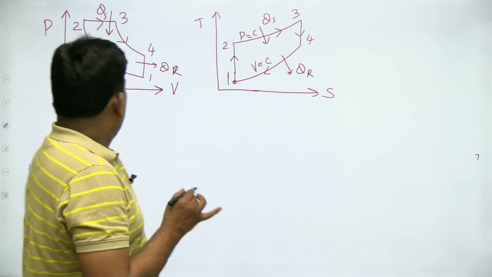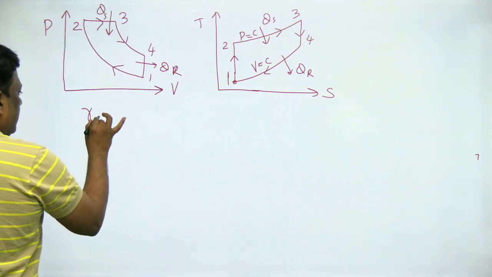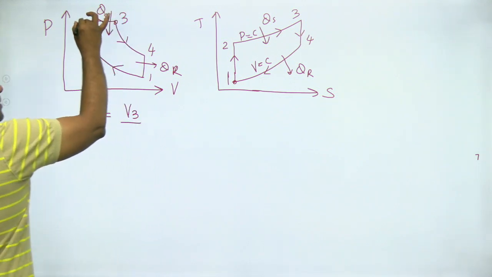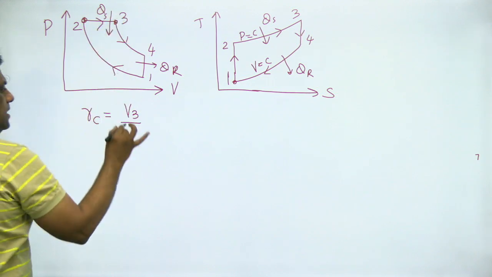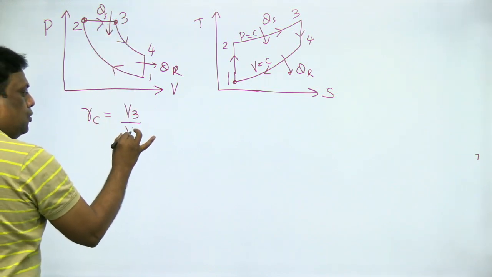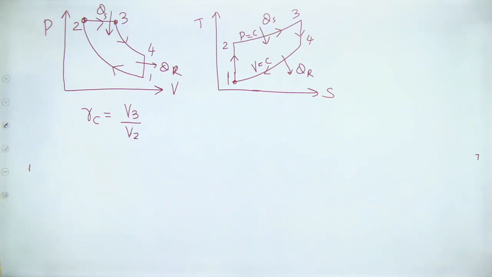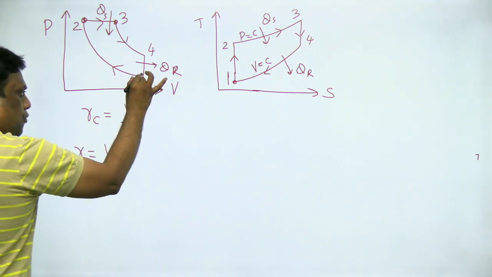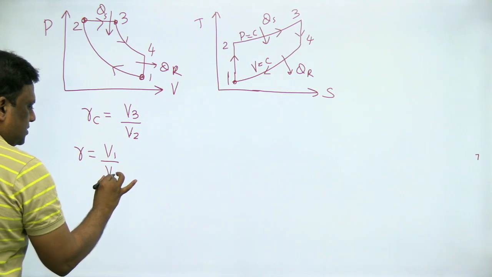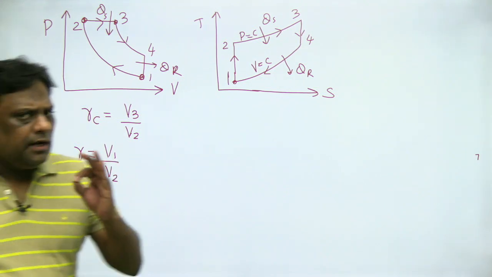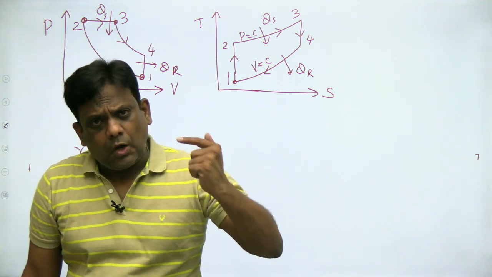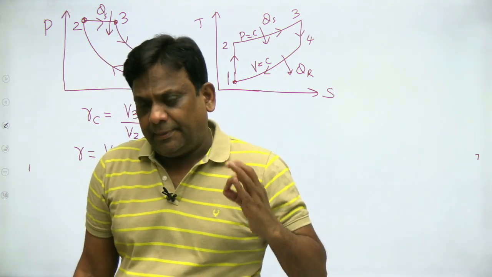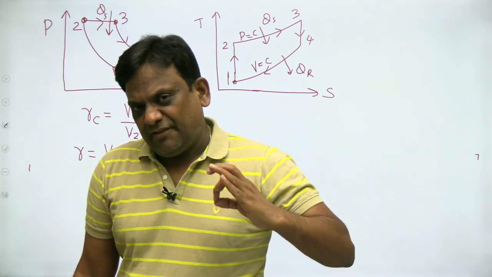Now, we have already seen that the cutoff ratio is given by, in the last class, volume after heat addition, that is, the heat supply is beginning at 2 and ending at 3, so volume after heat addition to the volume before heat addition. This is our cutoff ratio. And the compression ratio R is equal to volume before compression V1 to the volume after compression V2. Wonderful. We have already seen that whether it is Otto cycle or diesel cycle, with increase in compression ratio, the efficiency increases. I repeat, with increase in compression ratio, the efficiency increases.